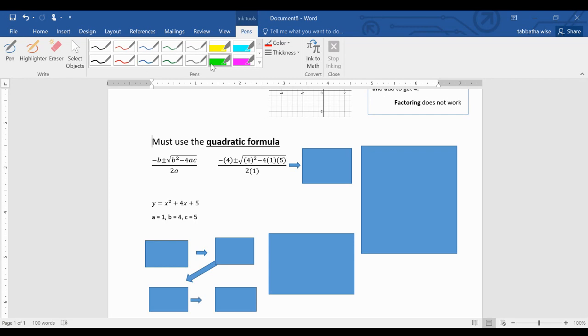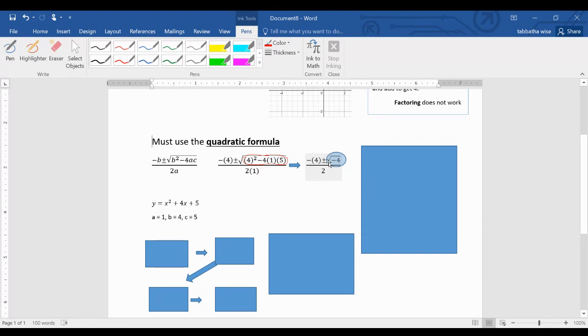Now we want to simplify. We're going to start by simplifying just this piece right here. So what is 4 squared minus 4 times 1 times 5? We get negative 4. We can also simplify the bottom: 2 times 1 is just 2. The next thing we're going to do is simplify the square root. So what is the square root of negative 4?